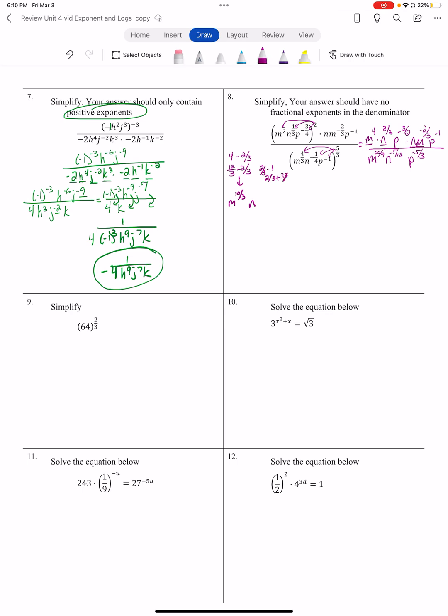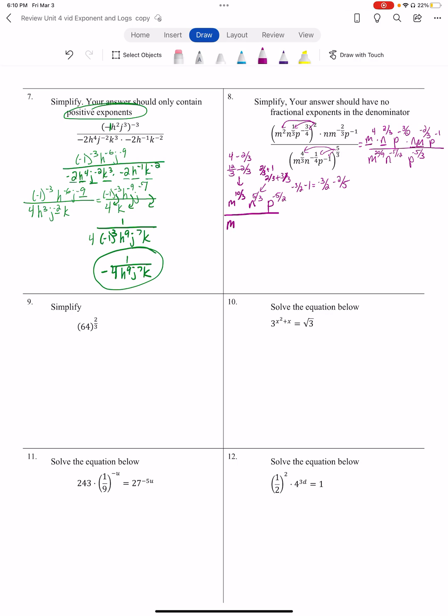Plus 3/3. There we go, which is going to be 5/3. And then we have p. Now p is going to be negative 3/2 minus 1, which is the same thing as negative 3/2 minus 2/2, which is going to give you negative 5/2. So that's what's left in my numerator.